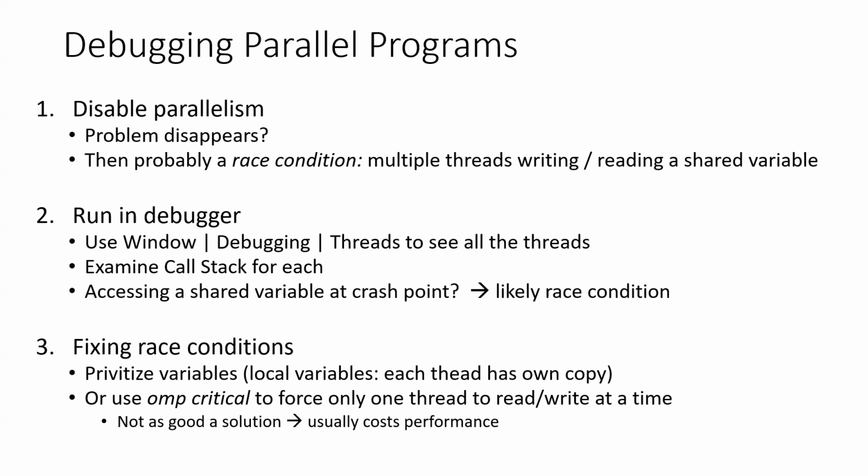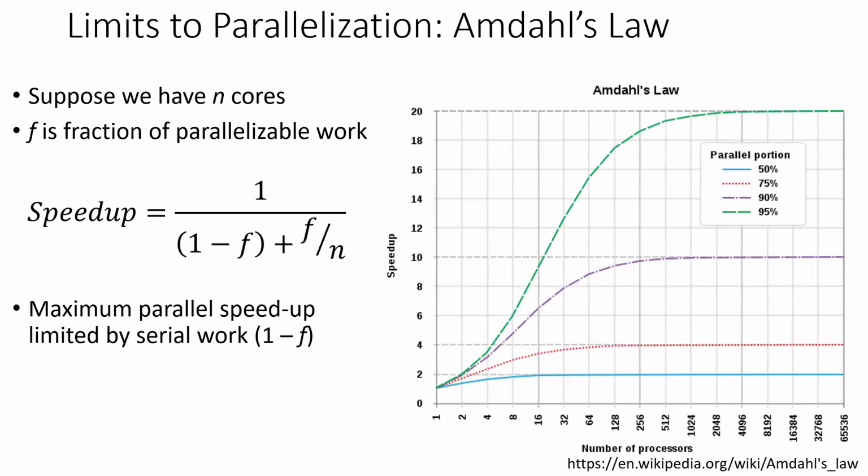Parallelization is limited by Amdahl's law. Suppose we have n cores and we have a fraction of parallelizable work. Not all work is parallelizable at a time. If you are trying to parallelize, say, half of your work, then the maximum speedup you can get is from this equation.